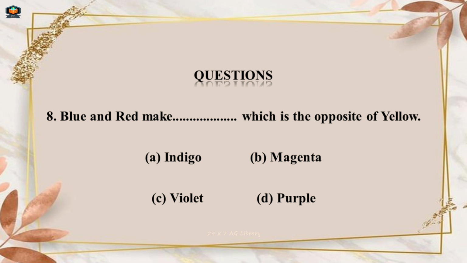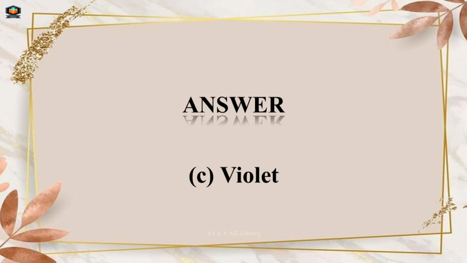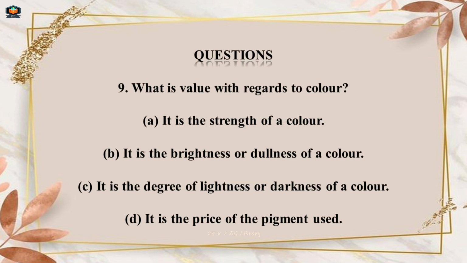Question 8. Blue and red make what, which is the opposite of yellow? A. Indigo. B. Magenta. C. Violet. D. Purple. Answer. C. Violet.